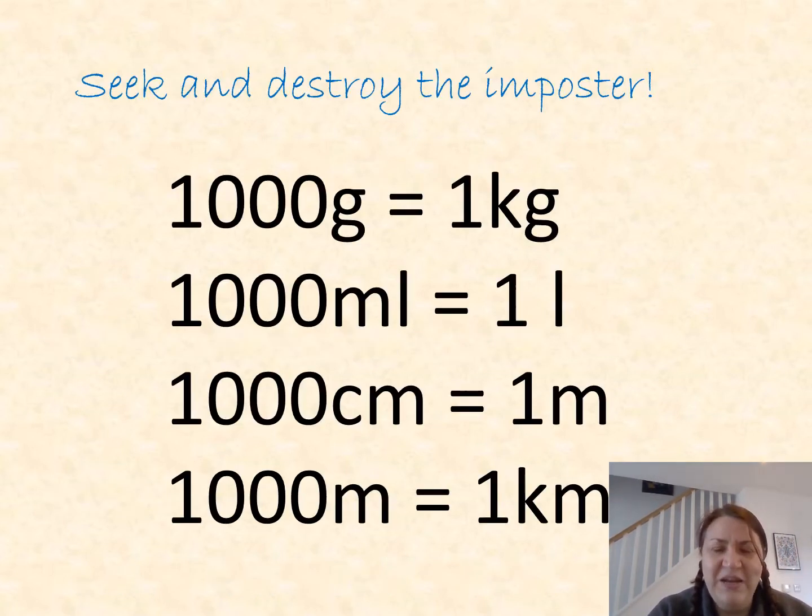Okay, just quickly before we move on. So bearing that in mind, can you seek and destroy the imposter? So one of these is wrong. It says here 1,000 grams equals a kilogram, 1,000 millilitres equals 1 litre, 1,000 centimetres equals 1 metre, and 1,000 metres equals 1 kilometre. So think back to those prefixes we just looked at. Which one of these do you think is wrong? Put your finger on the screen on the one you think is wrong.